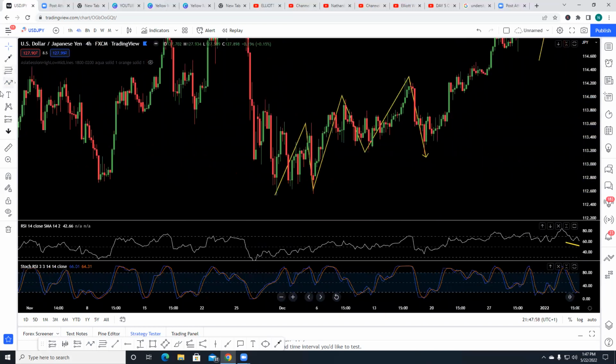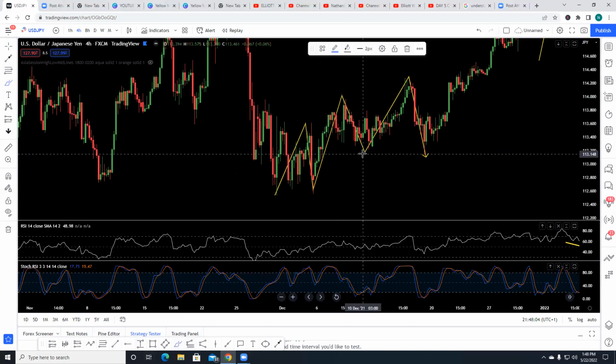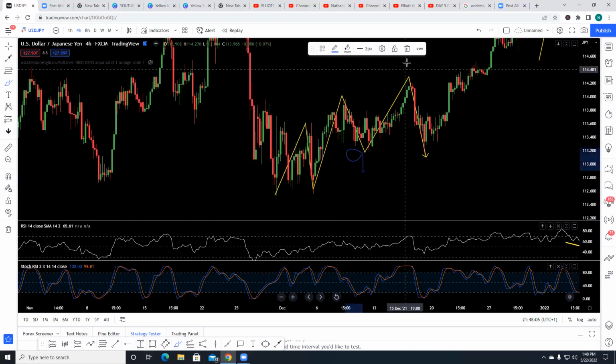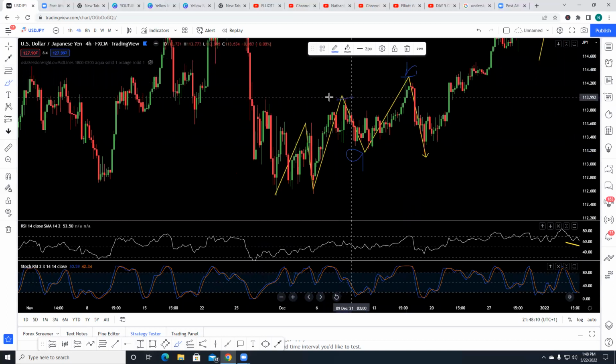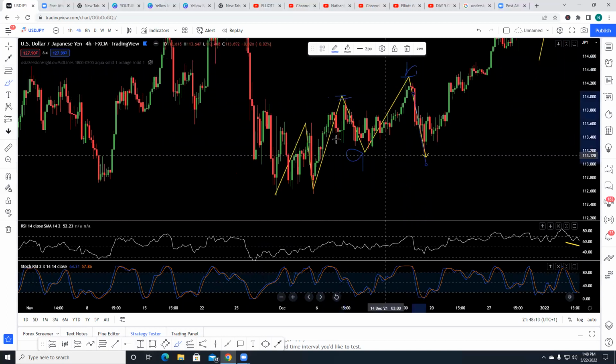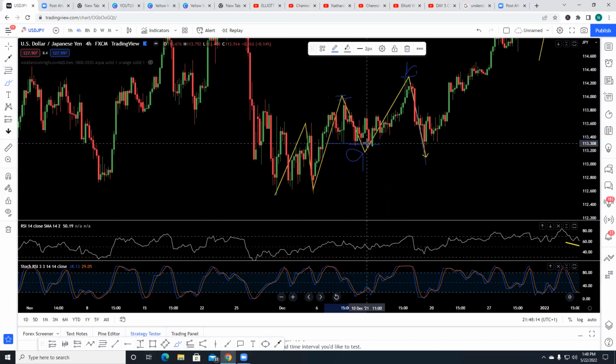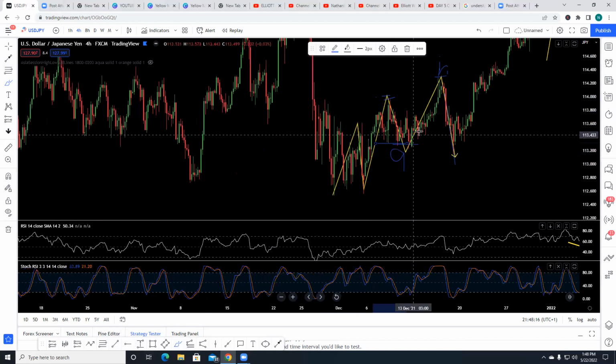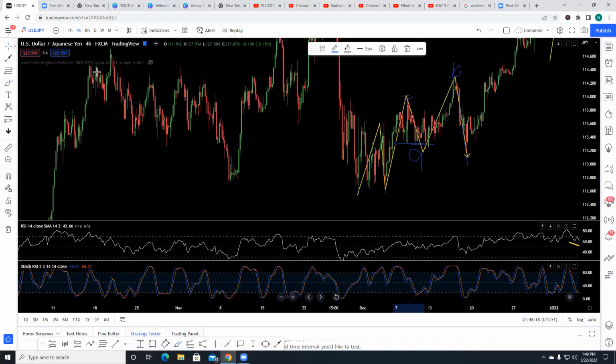Why is it an expanding flat corrective structure? If you have not watched my course on LA2 theory, go back there so that you can understand. This is wave A, this is wave B. Wave B has crossed the starting point of wave A, and this is wave C. Wave C has crossed the end of wave A. So that qualifies this to be an expanding flat.